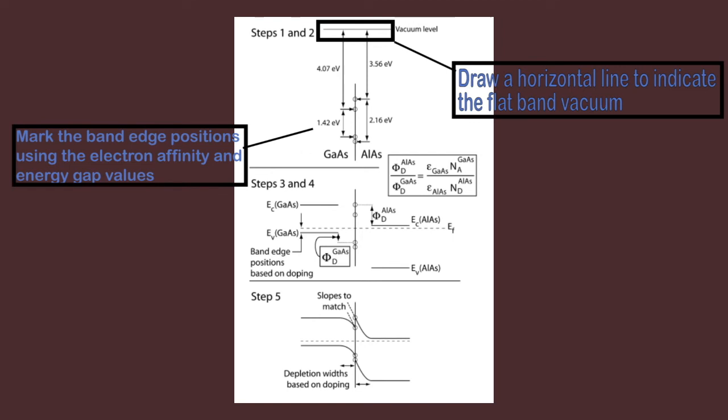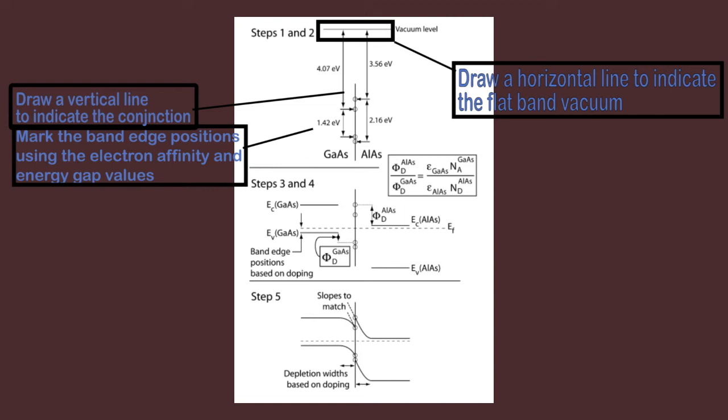But in the case of nearly equal doping levels, the Fermi level must be drawn close to the middle of the distribution of flat band points, like what is shown in this figure. So after putting an indicator for the Fermi level, we will do the same thing we did earlier, which is to mark the band edge positions relative to the Fermi level based on the doping in each semiconductor.